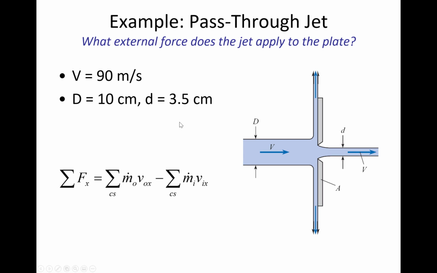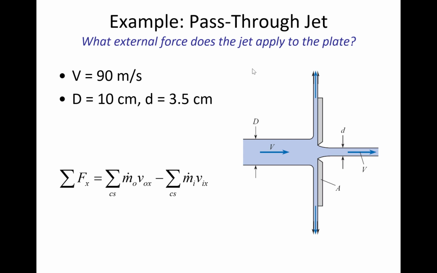What we're going to calculate here is just the force required to hold the system steady, and then from that, look at what it's asking. It's saying, what external force does the jet apply to the plate? When we calculate this force, you'll get the force required to hold the system steady, and then you always need to carefully consider what the question is actually asking, because it may be asking you to determine the equal and opposite reaction, and in this case it is. So you'll calculate the sum of the forces in X, and then the opposite of that is the water force acting on the plate.